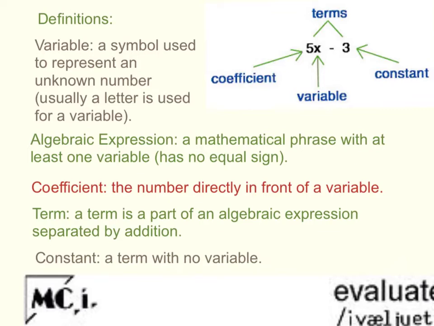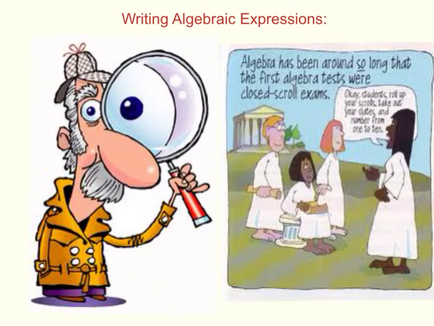Our final definition is constant. A constant is a term with no variable. Please take a moment to pause this video and write down the definition of a constant. Now I'd like to talk about writing algebraic expressions.